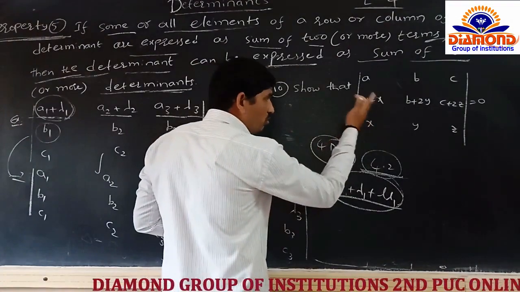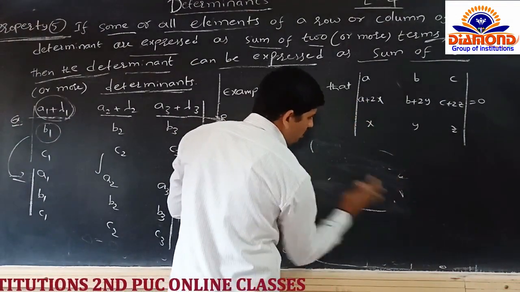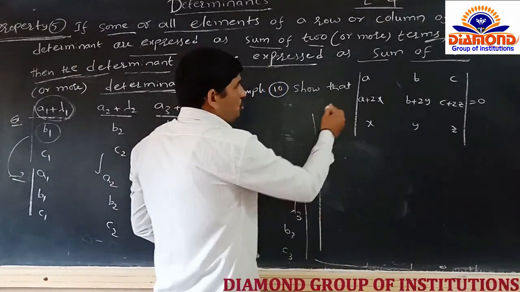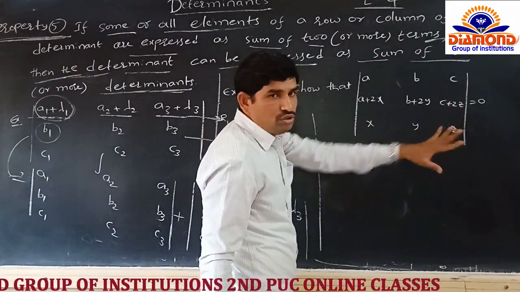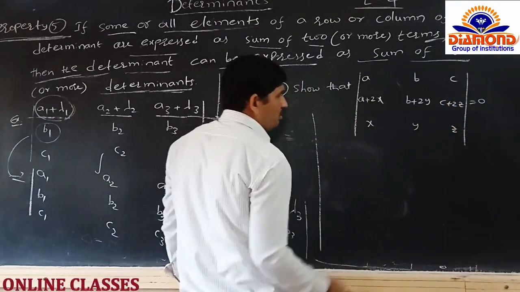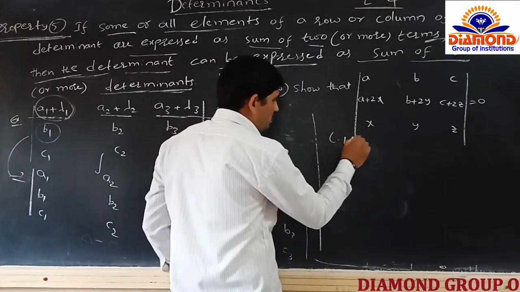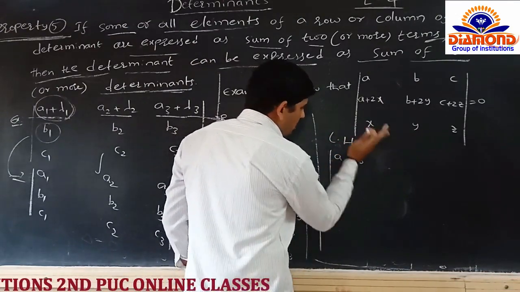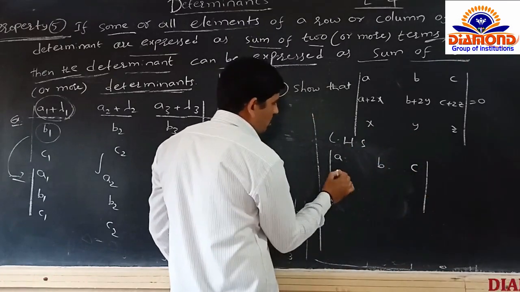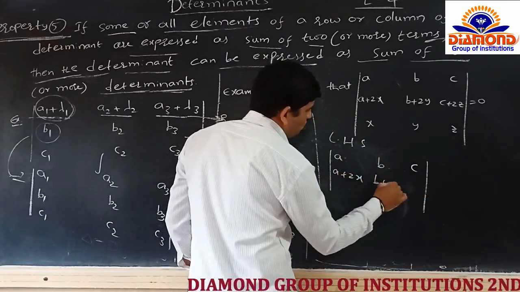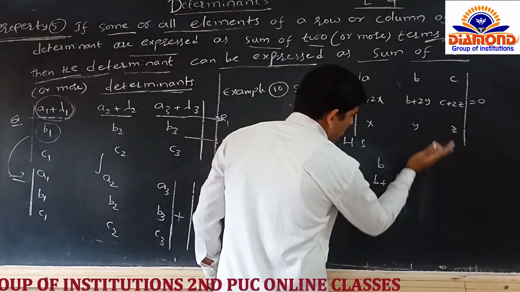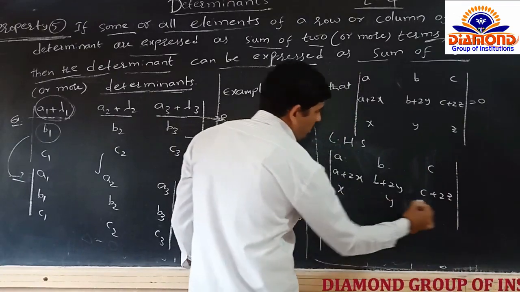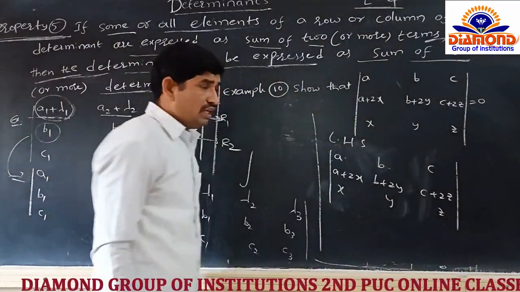And again, I have taken one more example here. That is example 10 from our textbook. So we will see here. We have to show that this determinant is equal to 0. We will see how we get the determinant value equal to 0. First we take the LHS. In the LHS: A, B, C, A, B, C. Next one is A plus 2x, B plus 2y and C plus 2z. Next one is x, y, z. Next, see here.